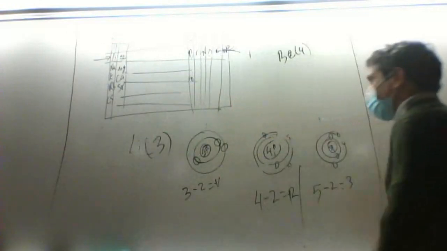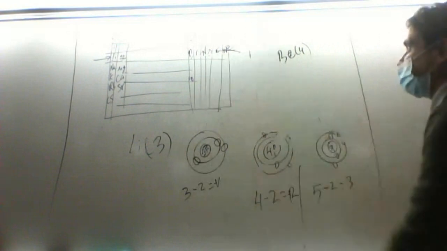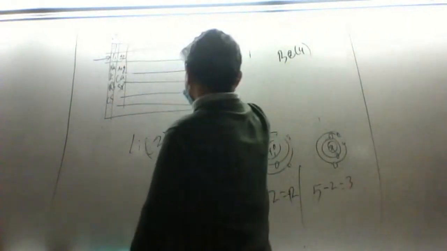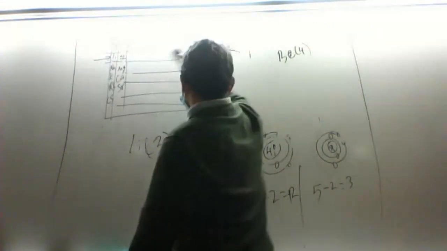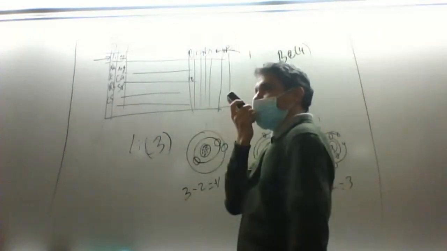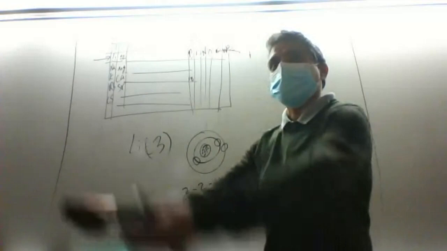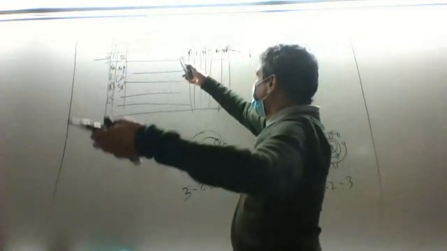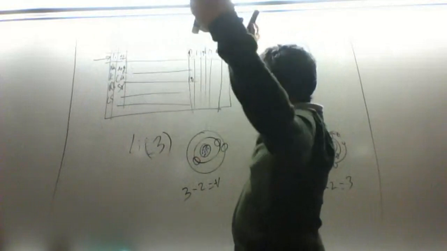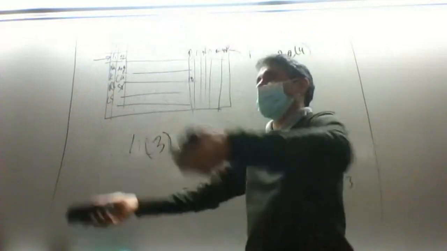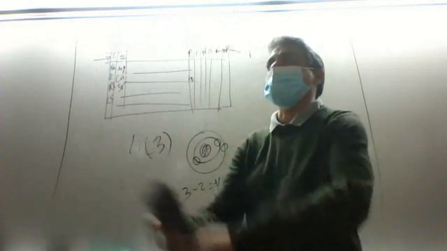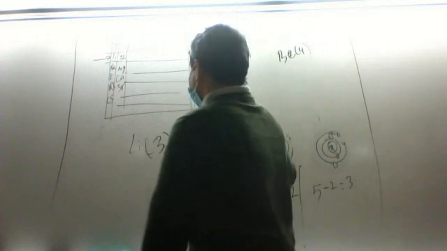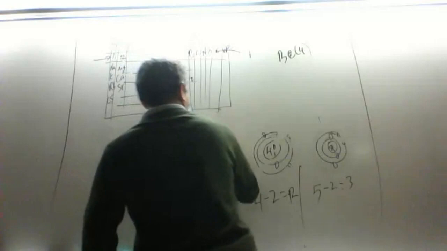So now we can explain what happens in the period. If you go from left to right in a period, the left are the biggest and the right are the smallest. In the next homework, you will see something like this. I will put the names of atoms, like boron, carbon, nitrogen, oxygen, and you arrange them according to size. Which one is bigger, which one is smaller? Easy. Now let's talk about the group.